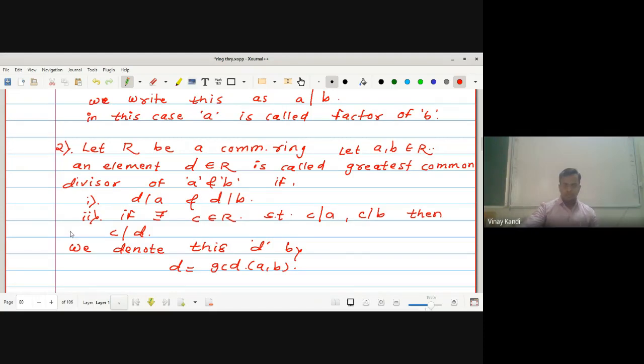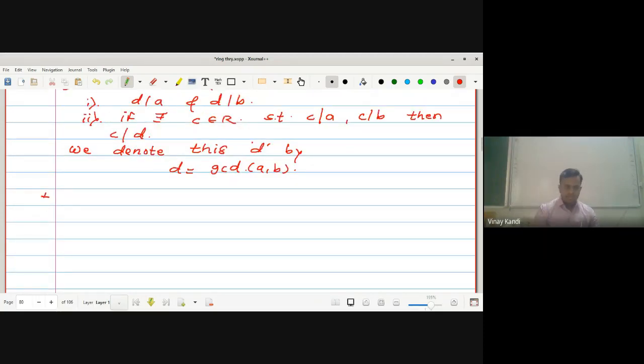Now, the important remark. What is the important remark? First, the greatest common divisor of A and B need not be unique. The GCD of two elements is not necessarily unique, need not be unique in a commutative ring.